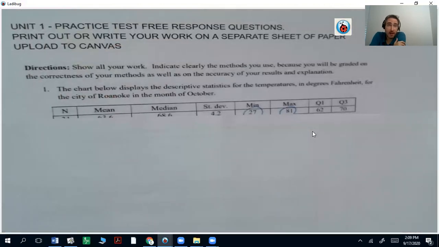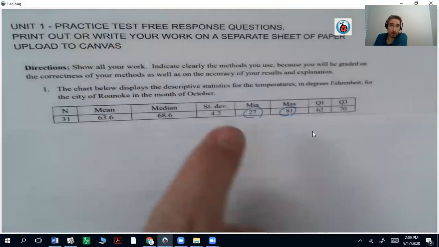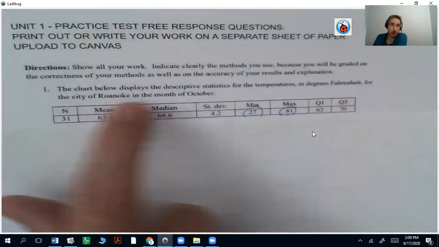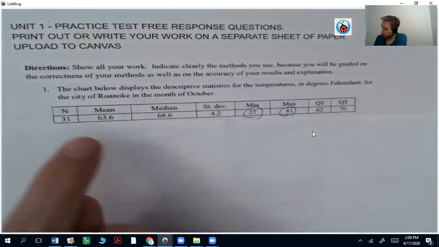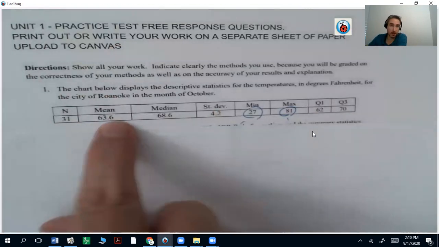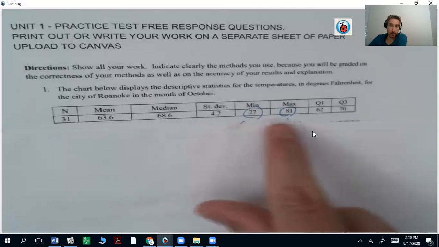We have a display of data for temperatures in degrees Fahrenheit for the city of Roanoke in the month of October. That's how many temperatures were recorded. That's the mean, the median, the standard deviations, min, max, Q1, and Q3.